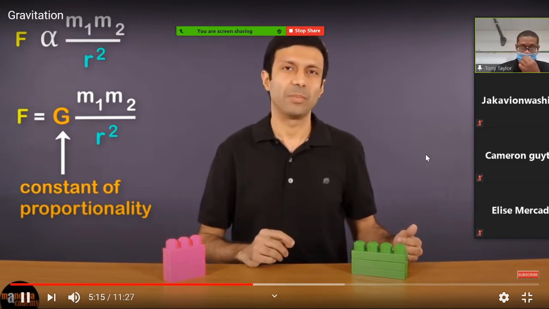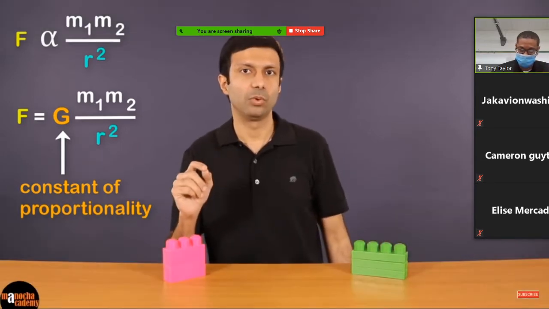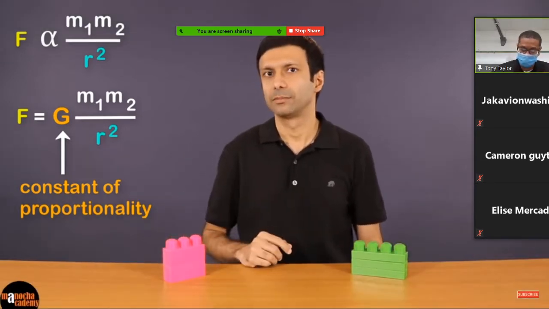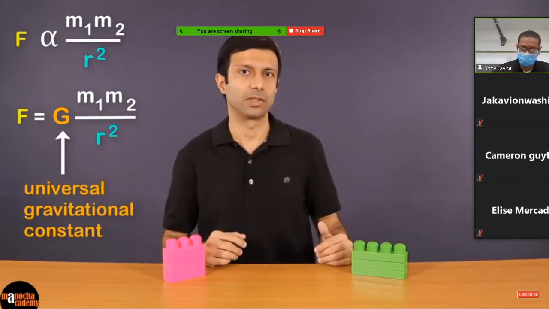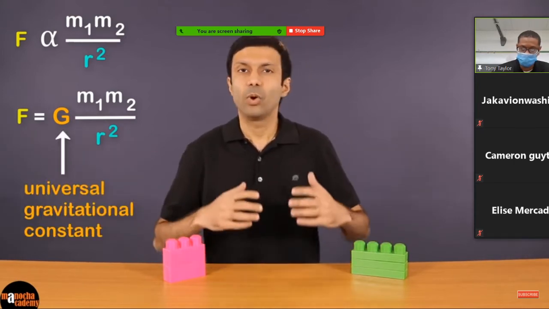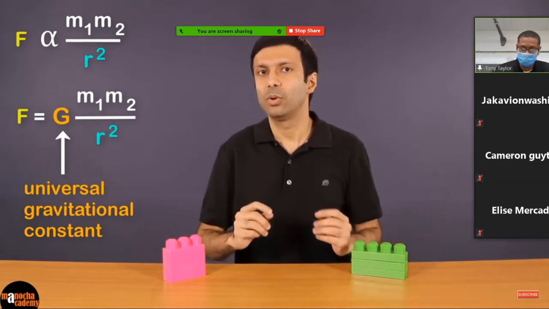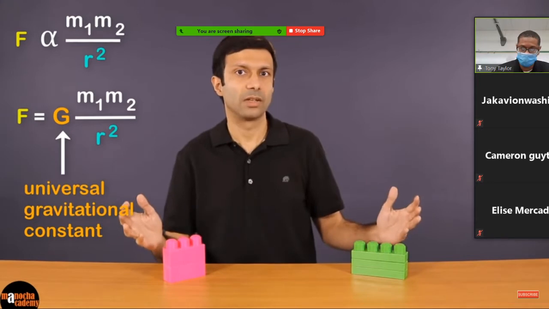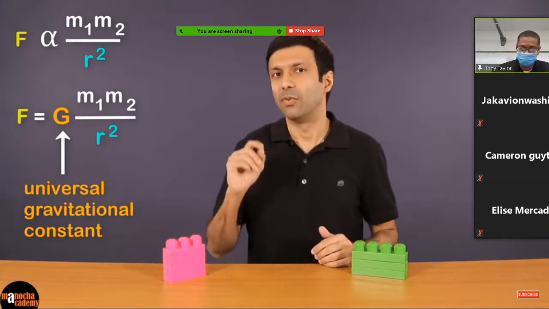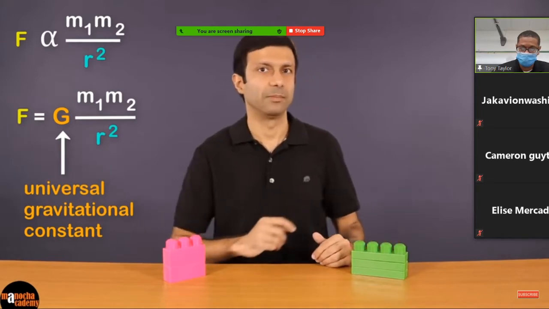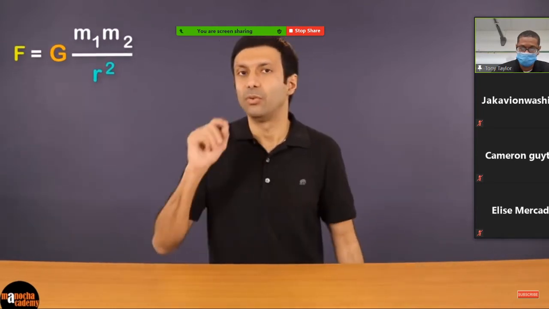So our equation becomes F equal to G m1 m2 by r square, where G is called the universal gravitational constant. Now what's special about it? G has the same value in the entire universe, no matter which two bodies you're considering. The value of G will be the same. The scientists measured the value of G. It's really, really small.